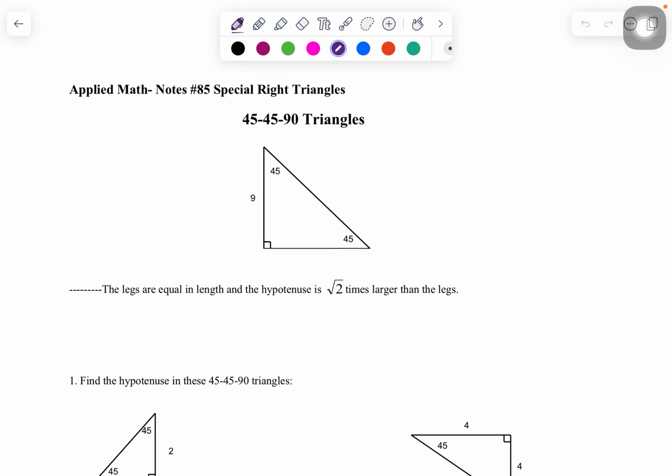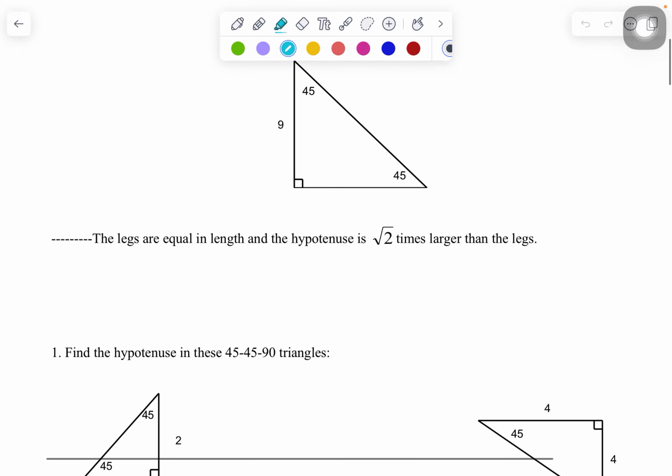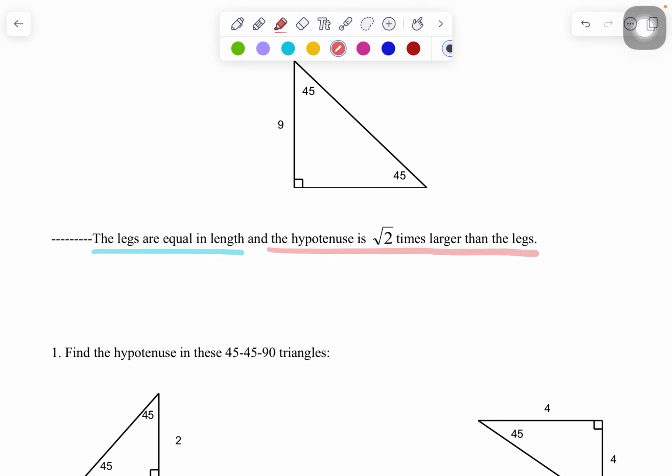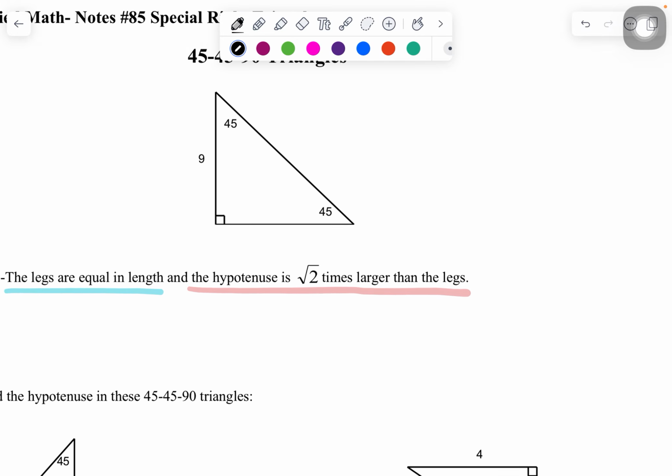All right, this is going to be the first video for Notes 85, which is on special right triangles. In this video, we're going to talk about the special right triangle that's the 45, 45, 90. There's a little line here that says the legs are equal in length, and the hypotenuse is root 2 times longer or larger than the legs. So you might be thinking to yourself, what does that mean?